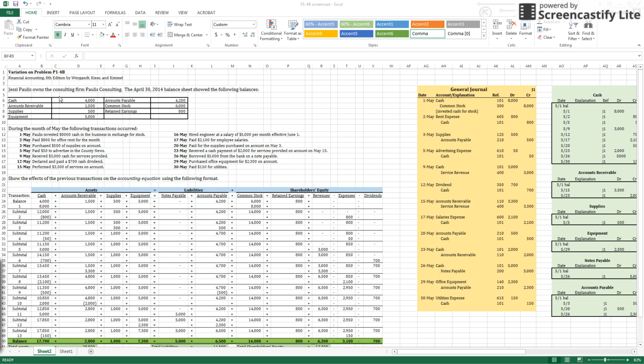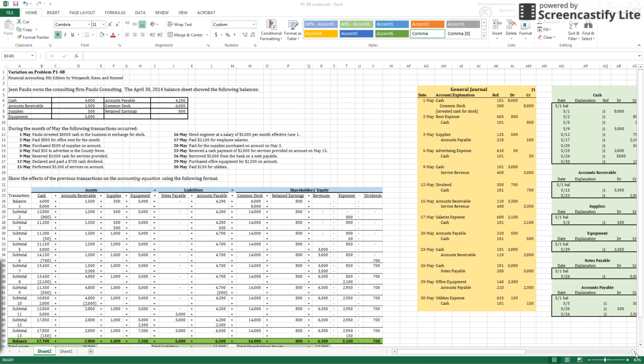So we have come a long way on our variation on problem P1-4B from Financial Accounting, the 8th edition by Weygandt, Kieso, and Kimmel. We started out with Paulus Consulting and their balances at April 30th, 2014. We've got our transactions. We looked at the effects of those transactions on our accounting equation.